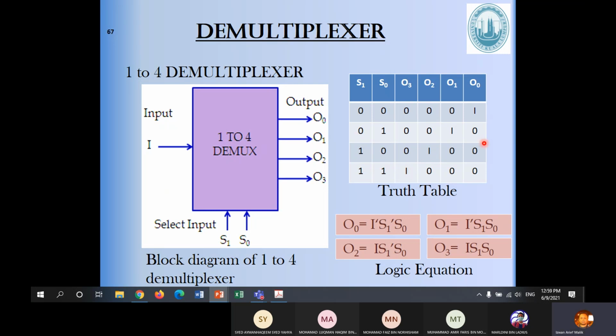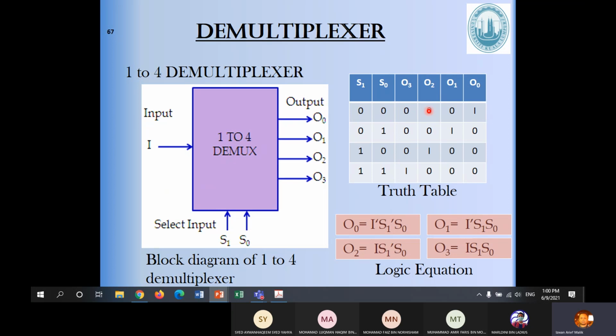So the logic equation for output 0 is equivalent to I darabkan dengan S1 bar, S0 bar. I, S1 bar, S0 bar. Output 1, I darabkan dengan S1 bar, S0. Output 1, I, S1 bar, S0. I ni input, yang depan I ni adalah input.